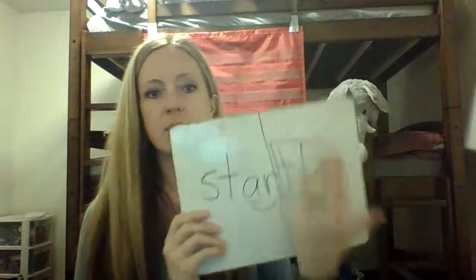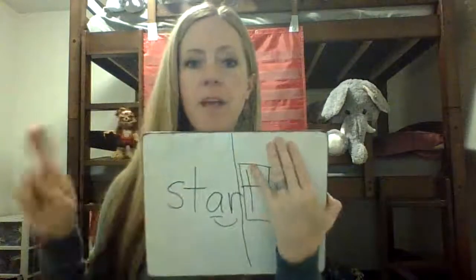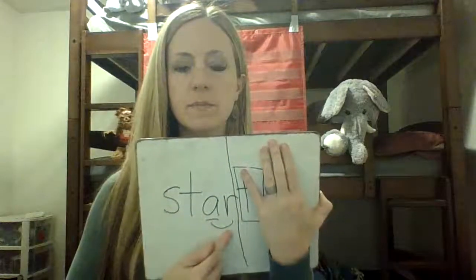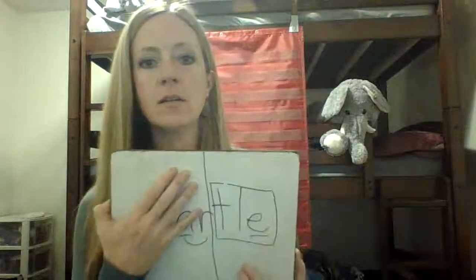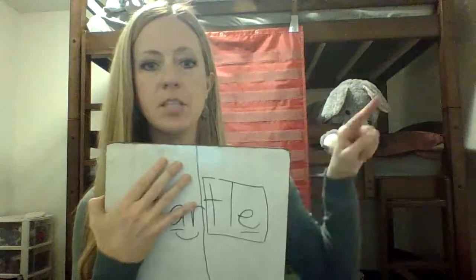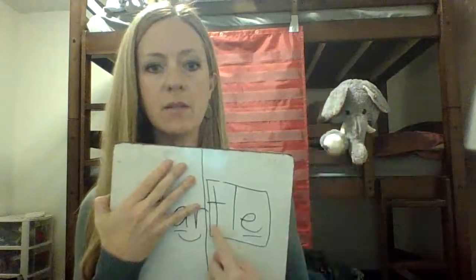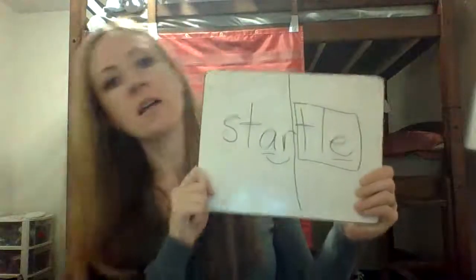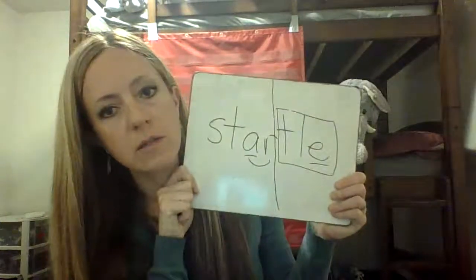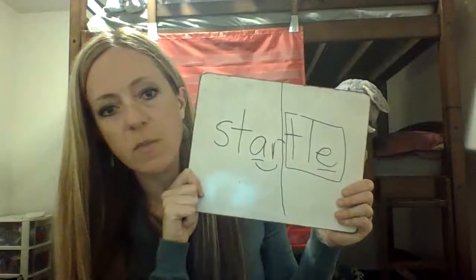Okay? So syllable type, vowel-r, sound, R, syllable, star, syllable type, consonant L-E, sound, T, syllable, tull. Read it. Startle. What's the word? Startle. If you startle someone, you scare them. I'm startled. All right, next real word.